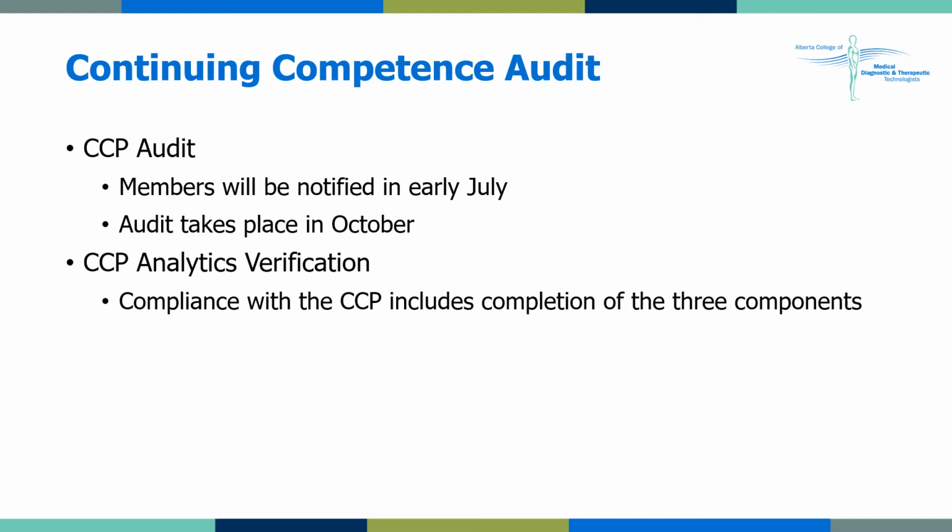However, the Competence Committee or registrar may specifically select a regulated member for an audit. The second type of audit is the CCP Analytics Verification. Through this verification, the college is able to see if and when a member has entered data into each of the three components. During this process, the college is not able to see any details of the member's CCP, and so it remains confidential. Every regulated member is subject to the CCP analytic review every year.